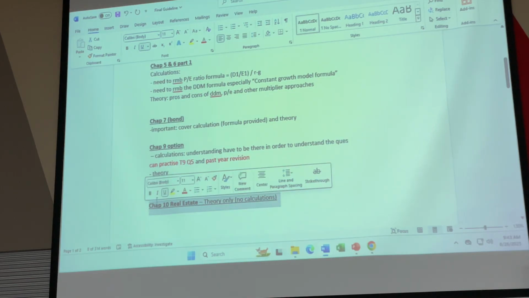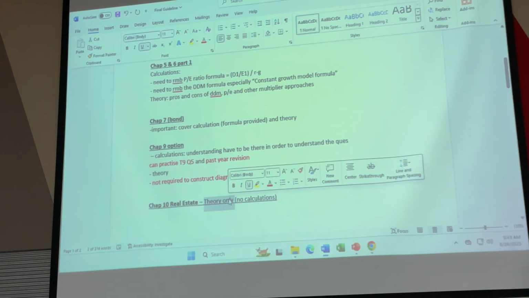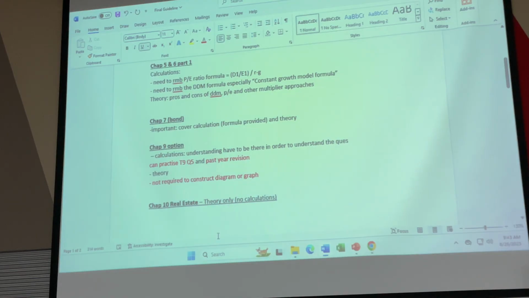And then chapter 10 is super easy. It is real estate. I will cover it in the next 2 weeks. Okay, real estate is only theory, no calculation. So we make it fair.